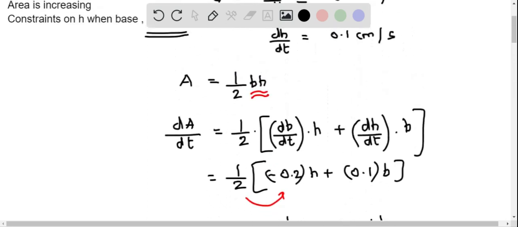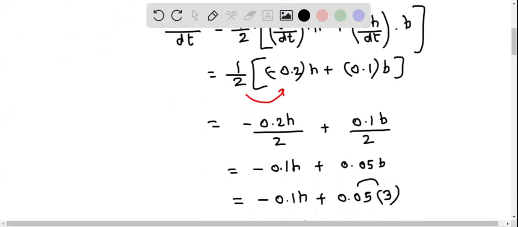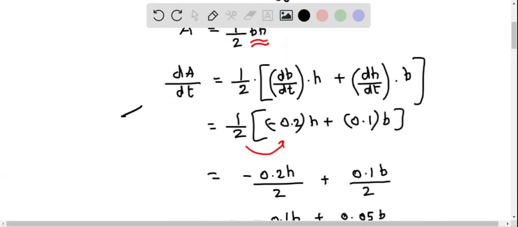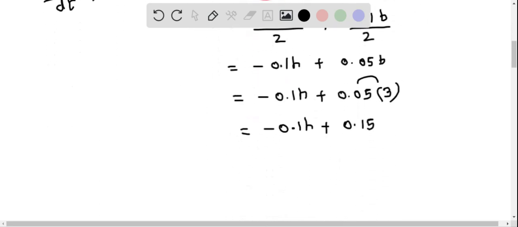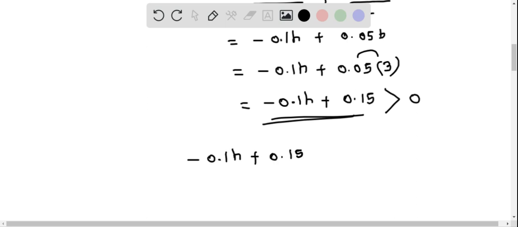Now we are also told that the area is increasing, which means this quantity dA over dt, that is the rate of change of area, has to be greater than 0. dA over dt has to be positive. Only then we say that the area is increasing. So we utilize this condition, and this means we now have an inequality, that is, this quantity is greater than 0. So from this we can solve for H. That is, negative 0.1 H plus 0.15 greater than 0. So this is the inequality that we have.